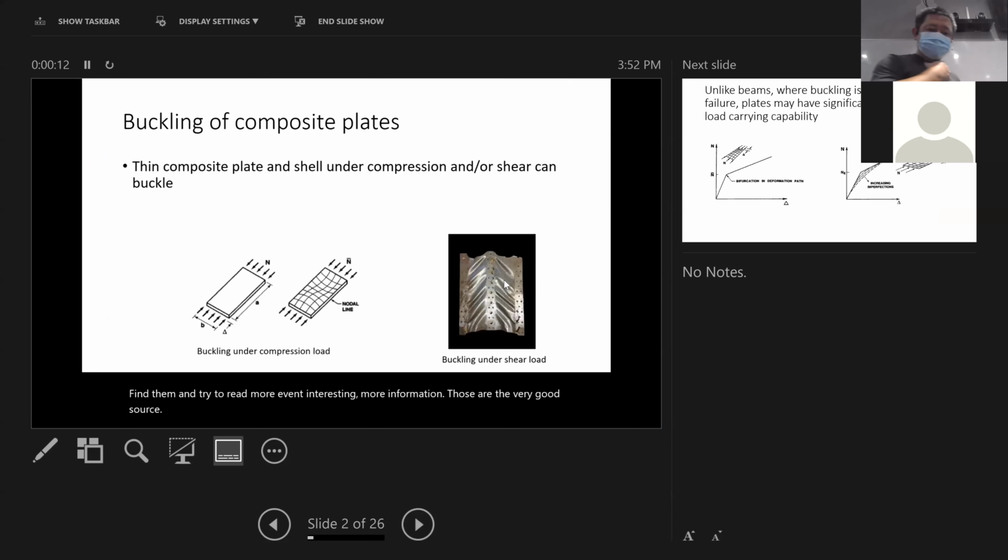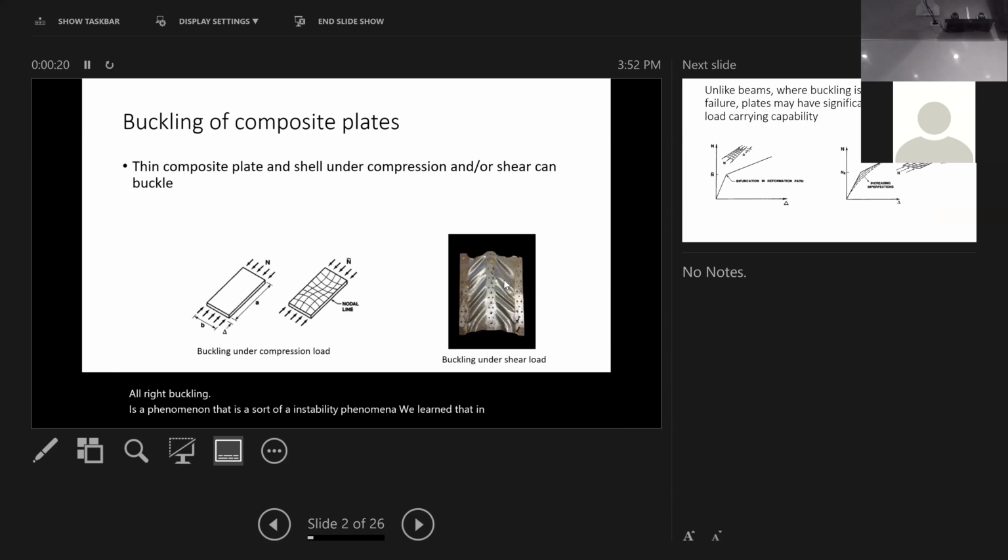All right, buckling is a sort of instability phenomenon. We learned that in solids. We learned the buckling of a column when the column is under compression. There's an Euler equation you can use to predict it. If you recall, buckling actually has to do only with the stiffness. It does not have anything to do with the yield strength. Okay.